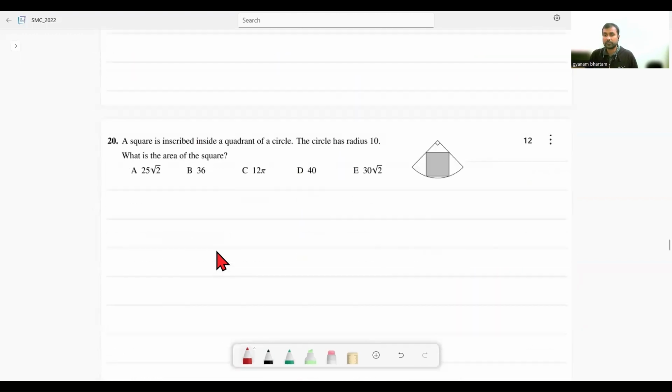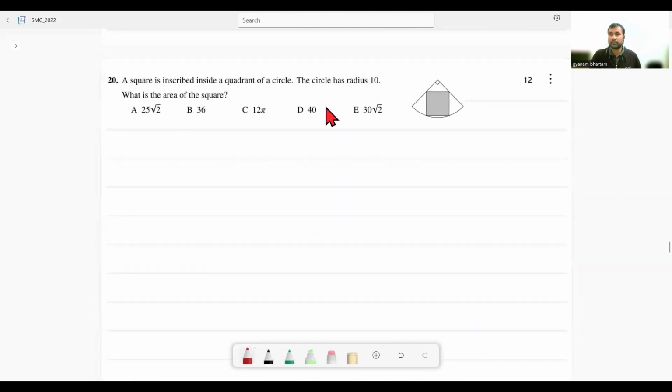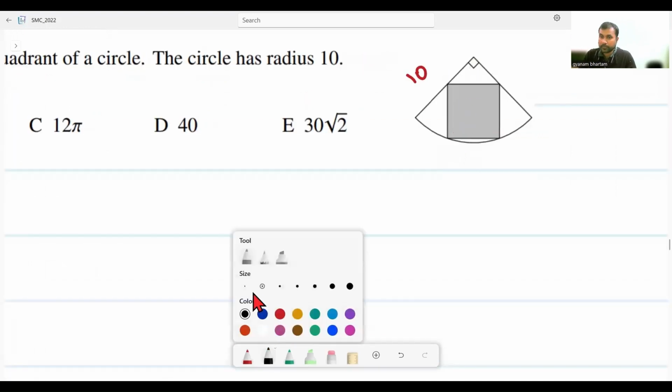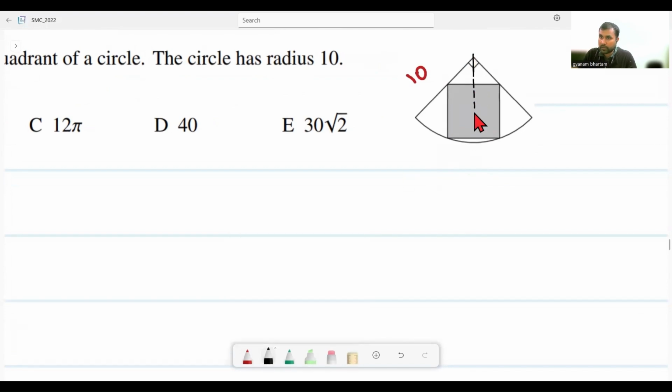Next one. A square is inscribed inside a quadrant of a circle. The circle has radius 10. What is the area of the square? If we drop a perpendicular, this is going to be a over 2. And if we join this, this is 10.